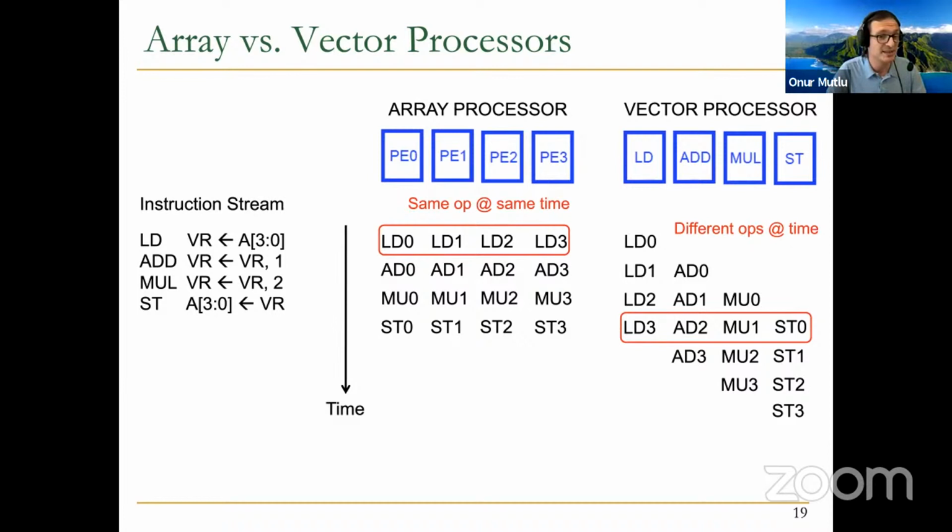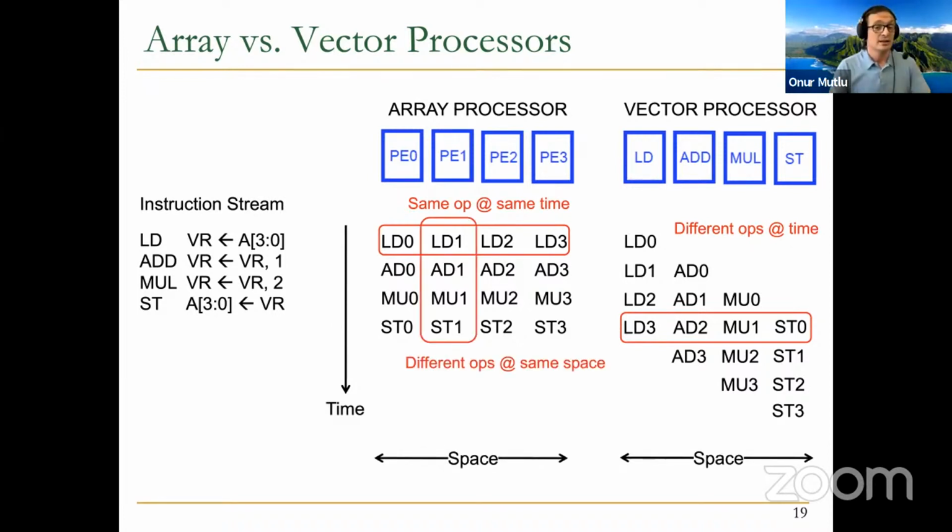Let's take a look at the space difference also. Space is, remember, the execution units or processing elements. Basically, if you look at a given space or given processing element, an array processor is executing different operations in the same space. So it needs to be much more powerful in a processing element. Whereas a vector processor is executing the same operation in the same space, which means that it doesn't need to be as powerful. You can have load, add, multiply, store, one of each, as opposed to 4 of all, right? So basically, that's the basic distinction between a vector and an array processor.